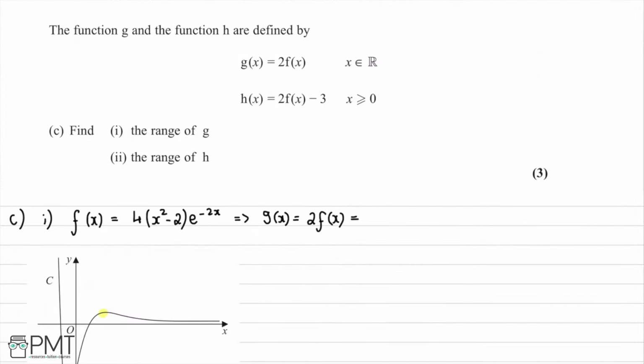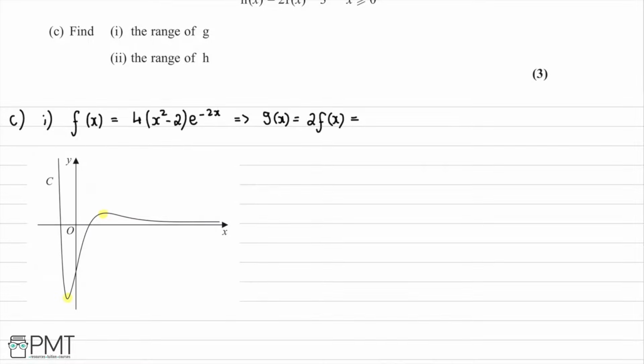So here in part C of the question, we're given some further information. We're given 2 new functions. We're told that g of x is equal to 2 lots of f of x, for x in the reals. And we know that h of x is going to be 2 lots of f of x minus 3, for x greater than or equal to 0. In part C1, we're asked to find the range of g. So we have to think, what is the function g of x going to be?